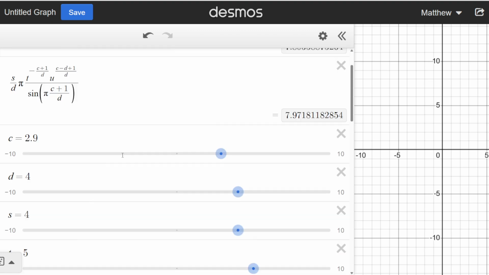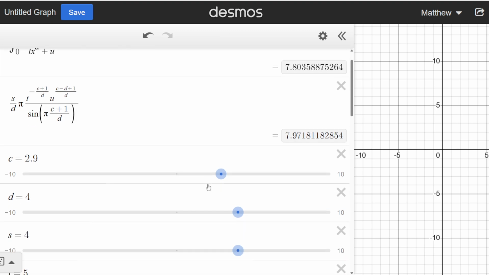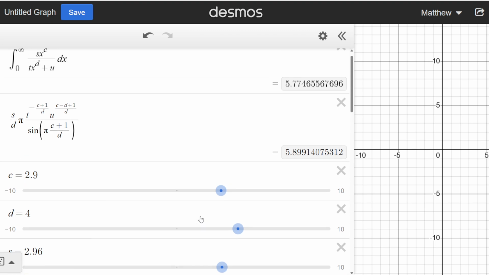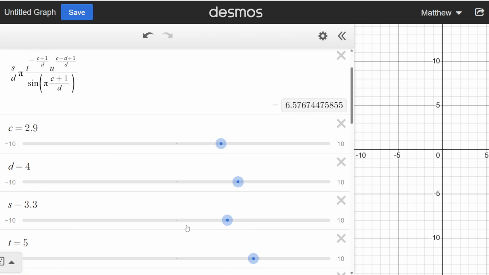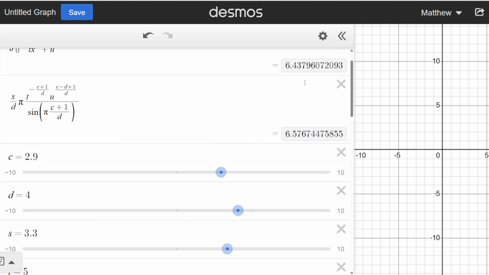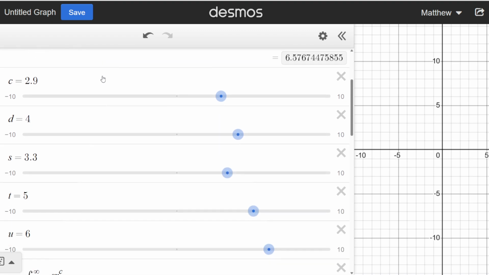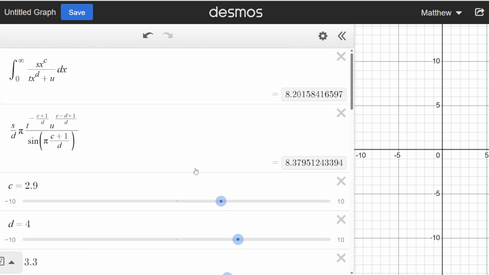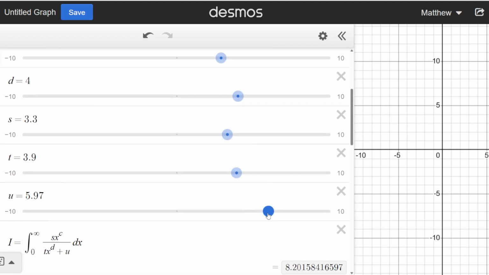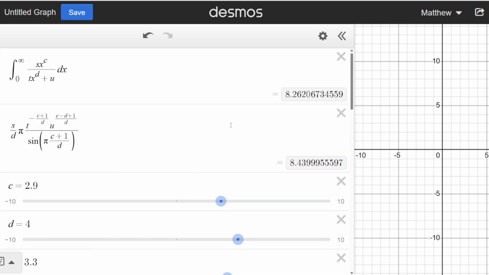Great. And then let's try changing the value for S, and yeah, that's going to work. Okay, it looks like it's getting a small difference here, but that's just due to Desmos having to evaluate this integral numerically. Let's try changing some values of T. Yeah, let's try changing some values of U. Okay, yeah, they match up pretty closely. But it is true. We did all the stuff correctly.